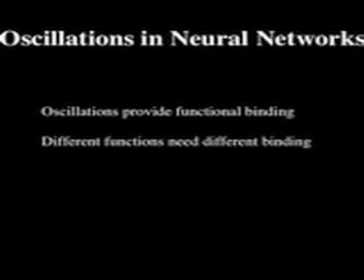So what do oscillations do in neural networks? Well, as I said earlier in the lecture, they provide functional binding. They bind the cells together in terms of how they work together, in terms of the temporal nature of their function. And different functions need different binding. Therefore, different structures need different binding. Therefore, we need lots of different oscillatory patterns throughout the central nervous system to serve those different structures, to provide those different functions.